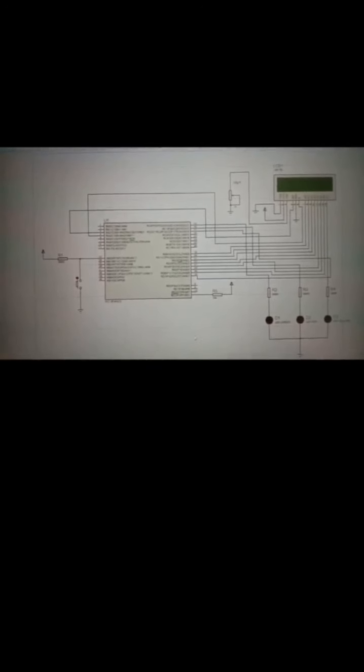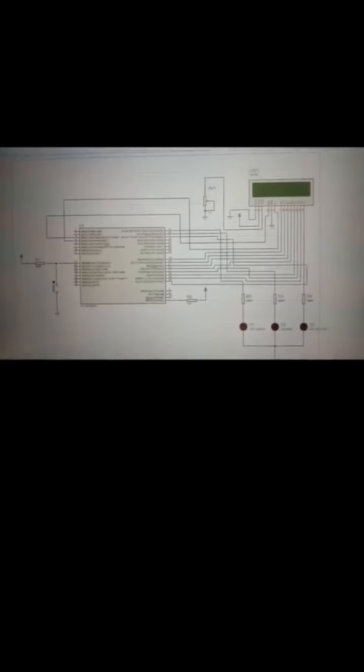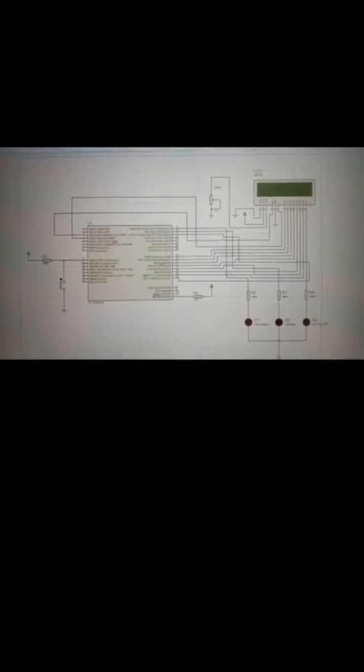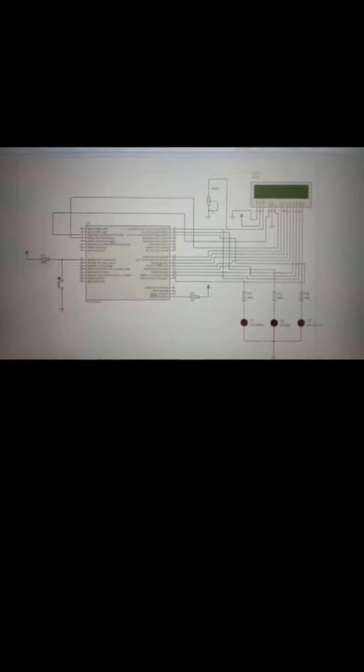First thing we notice is that we connect all the inputs and outputs in the correct order. We arrange all the components in the correct order, and then connect the inputs and outputs based on the coding we are doing. And that's all for my presentation, and this is the full circuit diagram of our mini project.